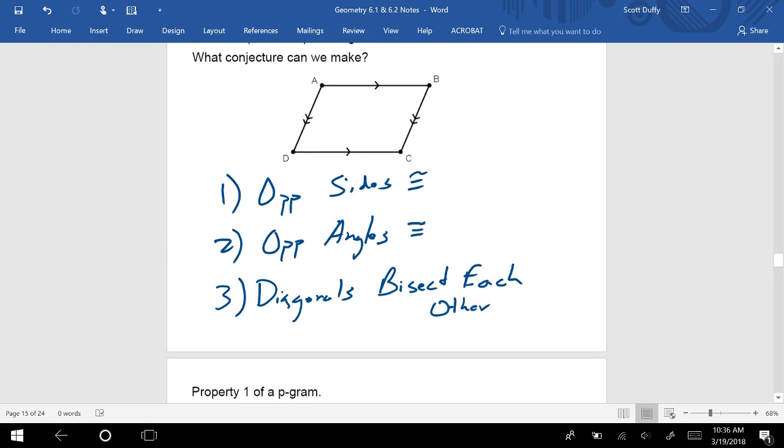Now, opposite sides being congruent, we'd say this side and this side are congruent, also this side and this side. And then opposite angles, so this angle and this angle would be congruent, while these two angles would be congruent. And then diagonals bisect each other. If I drew the diagonals in, which connect opposite vertices, these two diagonals bisect each other, so they're both cut in half.